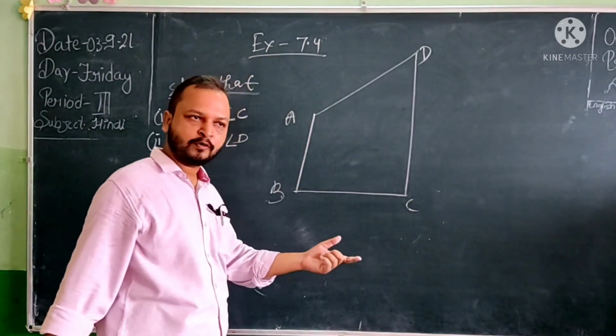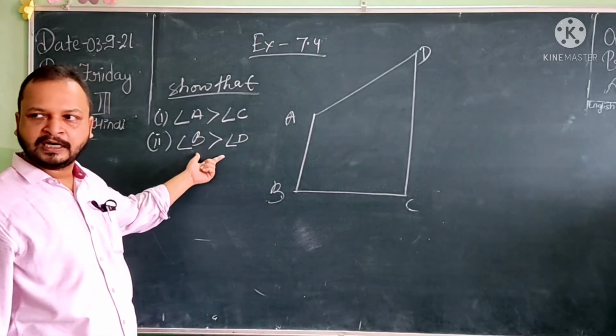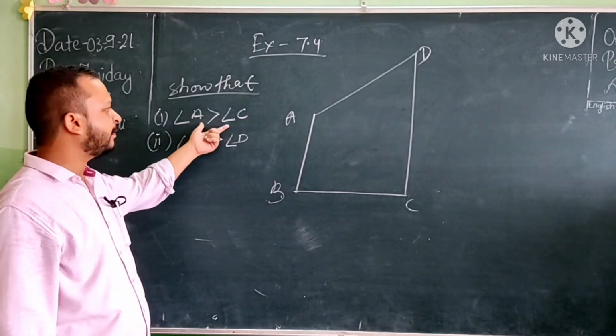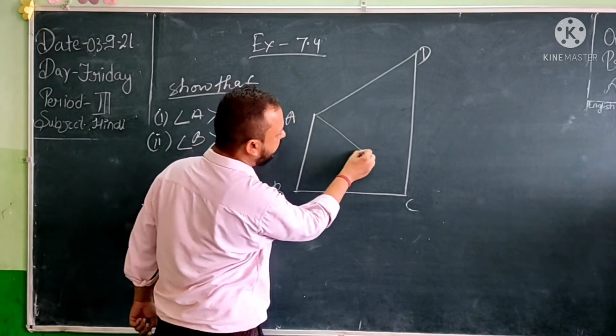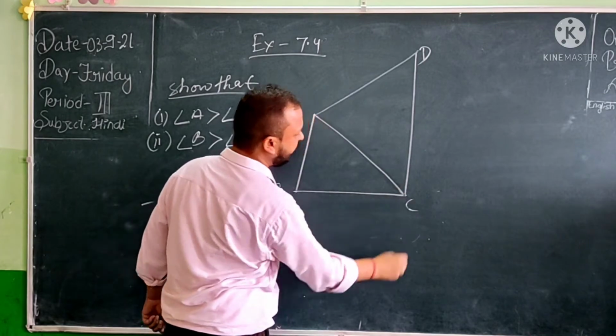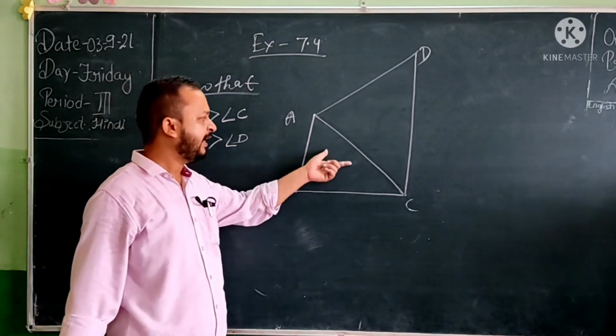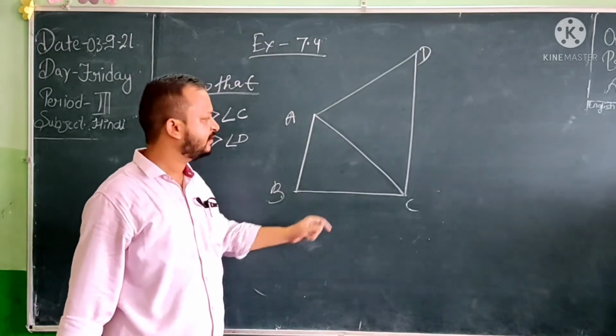So first part I am going to prove it. Second part similarly you can do it, right? So for proving the first part, what we are going to do? We are just going to join A to C, right? We are just joining A to C. When you joined A to C, you got two different triangles, right?